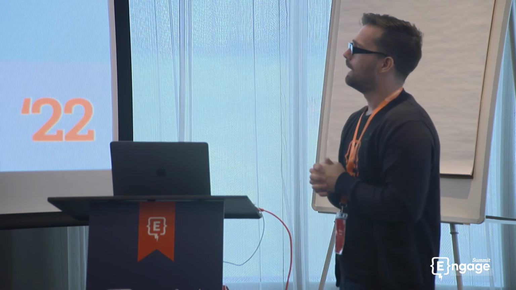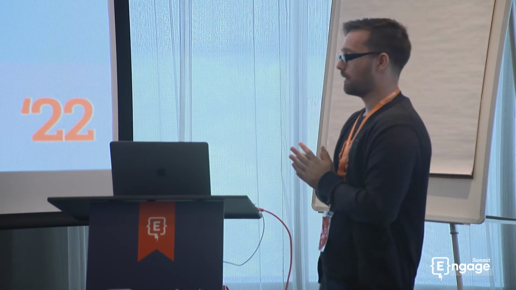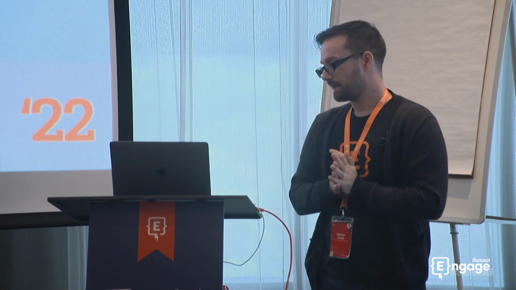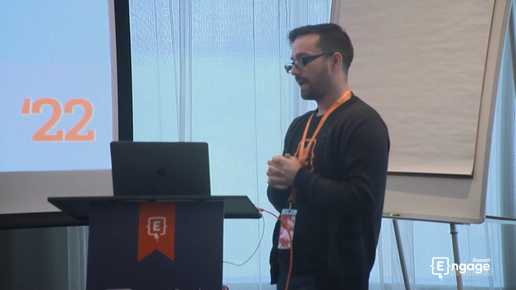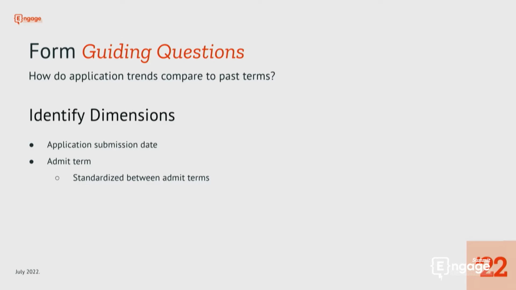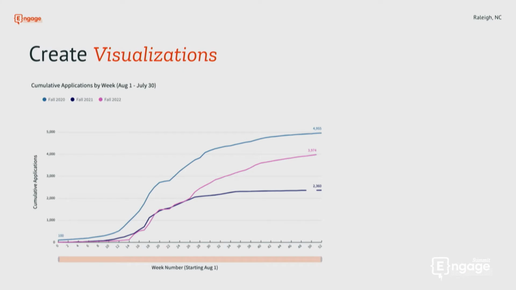Last one, how do application trends compare to past terms? And so again, we're going to be looking at our funnel data, application submission date, the admit term, and we're going to standardize those terms because obviously it looks a little different from year to year, but we'll standardize it on a single scale. So this is a graph then that looks from August through July, and along the bottom is each week. And so 52 weeks that have been standardized, and each of those three colored lines that you see represent cumulative apps for a single term.